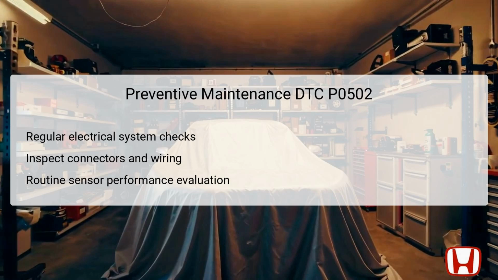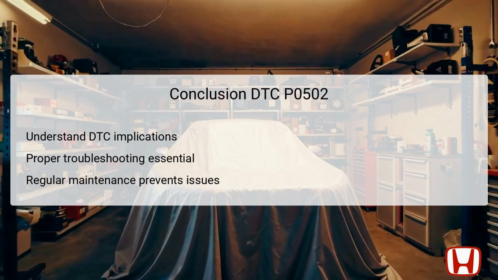In addition, conducting routine evaluations of the CVT speed sensor and other vital sensor performance will help detect issues before they escalate. Ultimately, a proactive approach can save time and resources, ensuring reliable vehicle operation. In summary, DTC P0502 signals a significant issue with the CVT speed sensor's electrical circuit on the Honda CRV. Understanding the implications of this code is essential for effective troubleshooting.